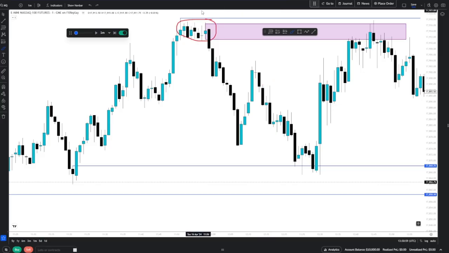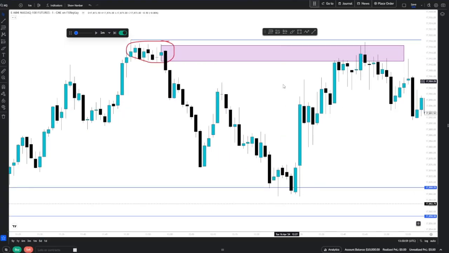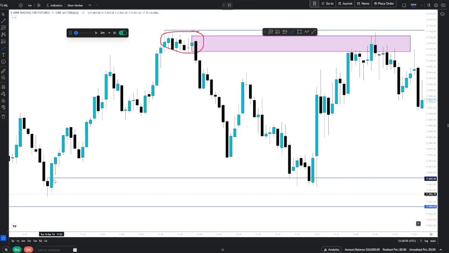All right, let's click off of there. So what I look at, right? Same thing I was talking about before. If we close above this candle, I expect to move up here. If I close below this candle, I expect to move to what? Down to this unmitigated order block.